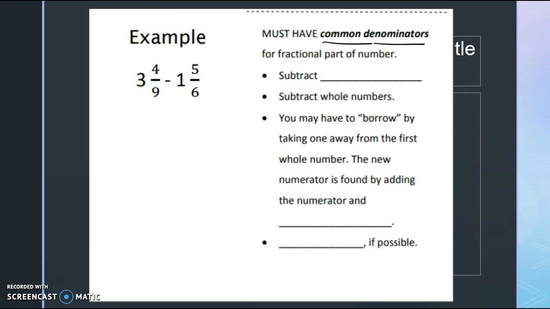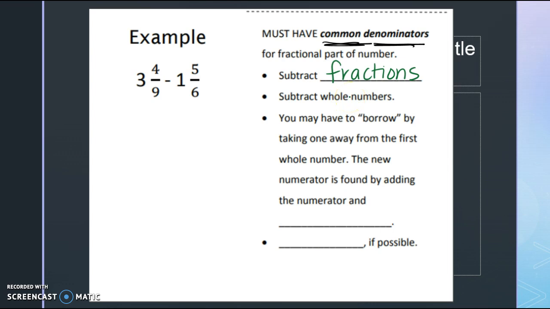So just like when we were adding mixed numbers, we must have that common denominator for the fractional part of your number. So those two fractions need to have a common denominator. So here, the first thing we want to do after we get that common denominator is subtract the fractions. Once you subtract your fractions, you can subtract your whole numbers.